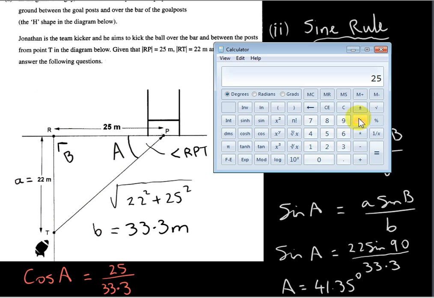So we have 25 divided by 33.3, and if we get the inverse cos of this, we get the same as before. While allowing for rounding error, you know, this is 41.34, whereas we got 41.35, but it's close enough.